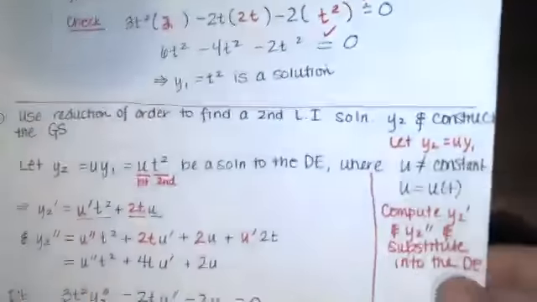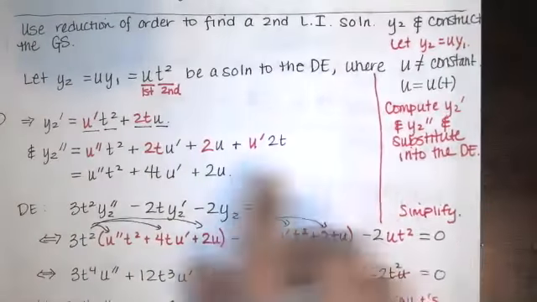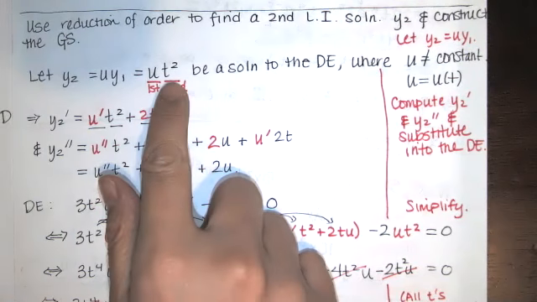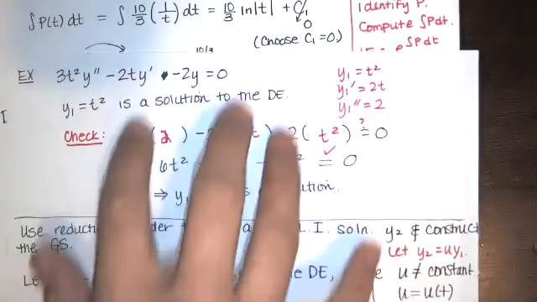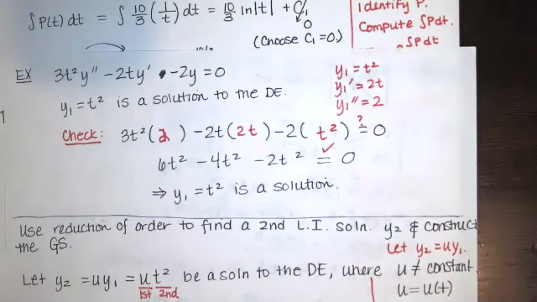Let's start at the beginning. So we know that y equals t squared is a solution of this differential equation, and we're trying to find the general solution of this differential equation.